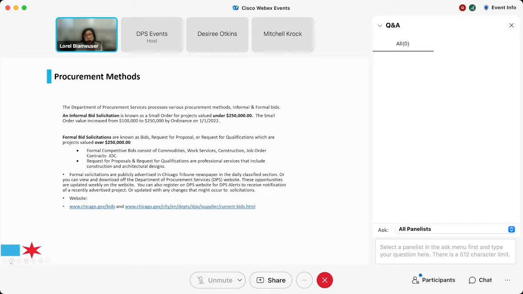Formal solicitations are publicly advertised in the Chicago Tribune newspaper in the daily classified section, or you can view them by downloading off of the Department of Procurement's website. These opportunities on the website are updated weekly, and you can register on the DPS alerts to receive notifications of recently advertised projects. Anything that changes, you'll be notified once you register for the DPS alert. Next slide, please.